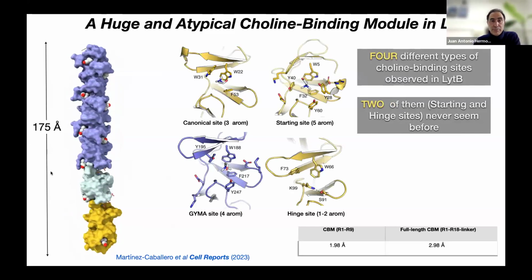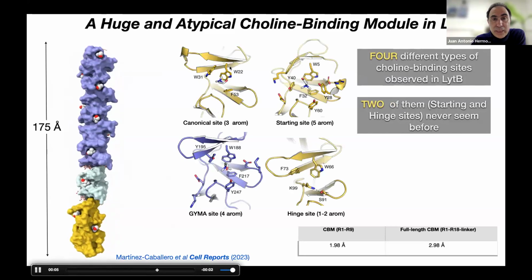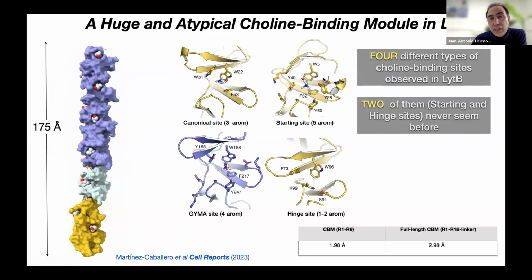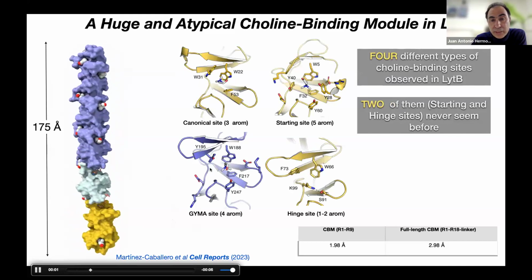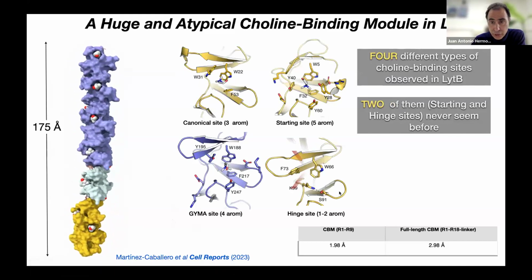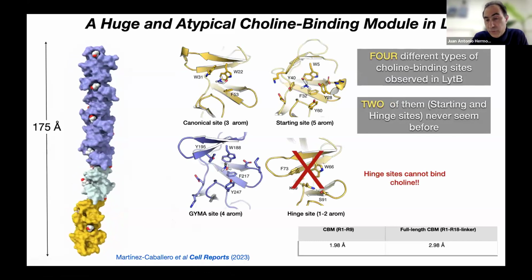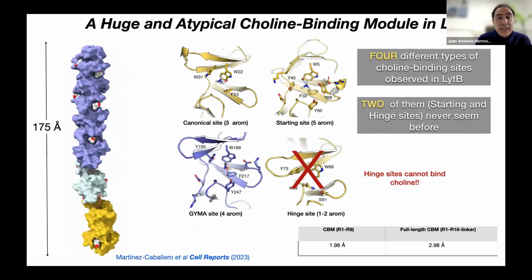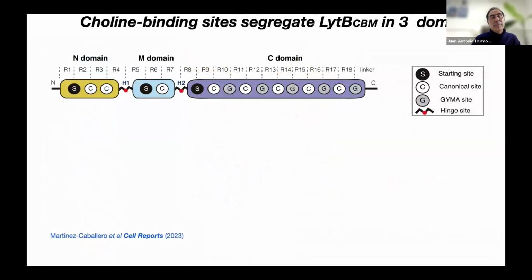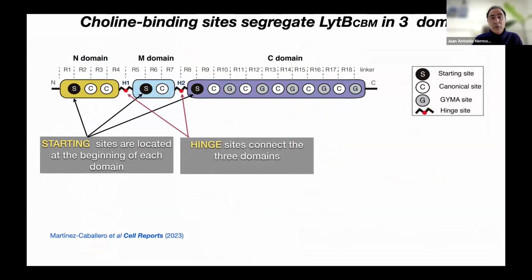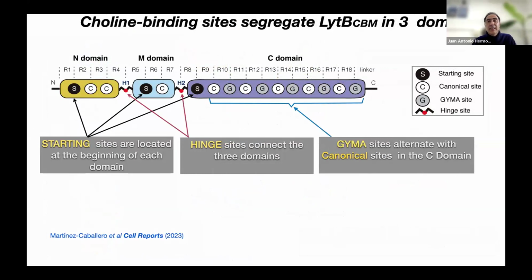And we have seen that besides the canonical site, which is composed of these typical 3 aromatic residues, we have discovered new choline binding sites composed of 5 aromatic residues, 4 aromatic residues, or even 1 or 2 aromatic residues. In the case of the sites we call hinge sites, it is impossible for choline to be recognized. So when we analyze the full choline binding module, we see that there are different choline binding sites. The starting sites are located at the beginning of each domain. The hinge sites connect the 3 domains, and finally the C domain presents most of the choline binding sites.